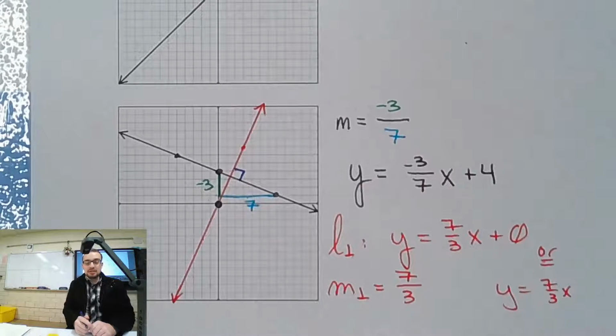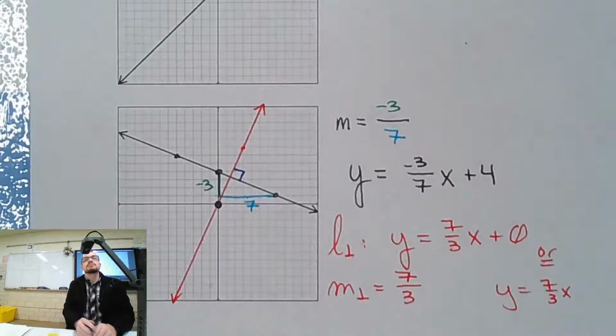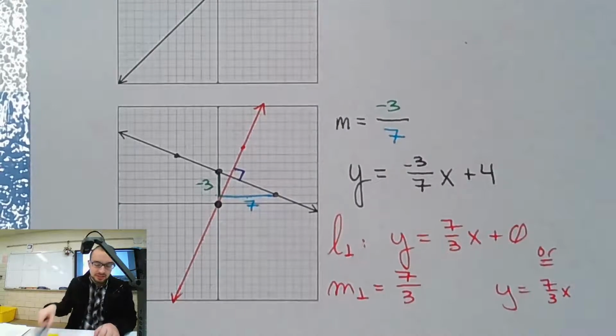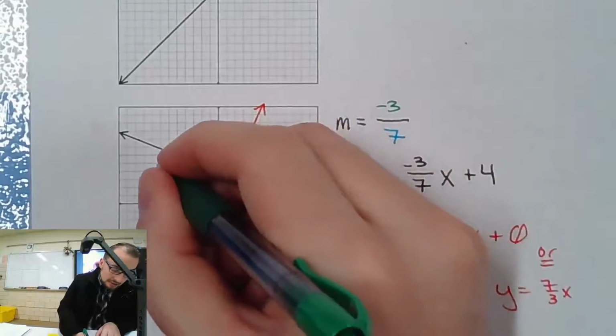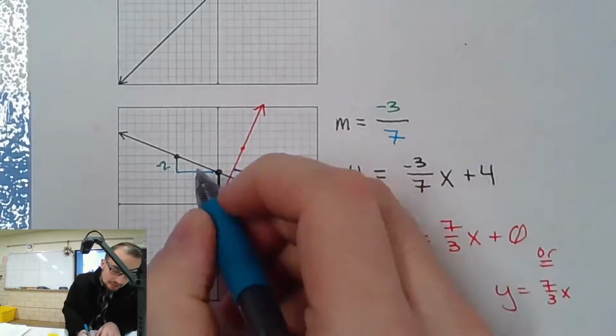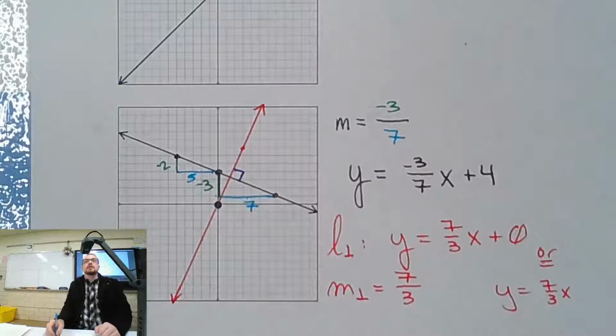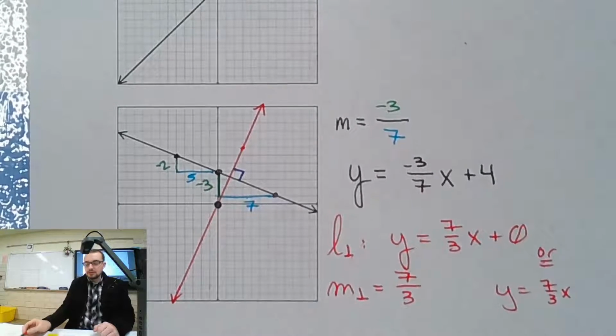Now, maybe you didn't get negative 3/7 for the slope. Maybe you did this slope, like we did yesterday in class, apparently, and got negative 2/5, right? What would your perpendicular slope be in that case?